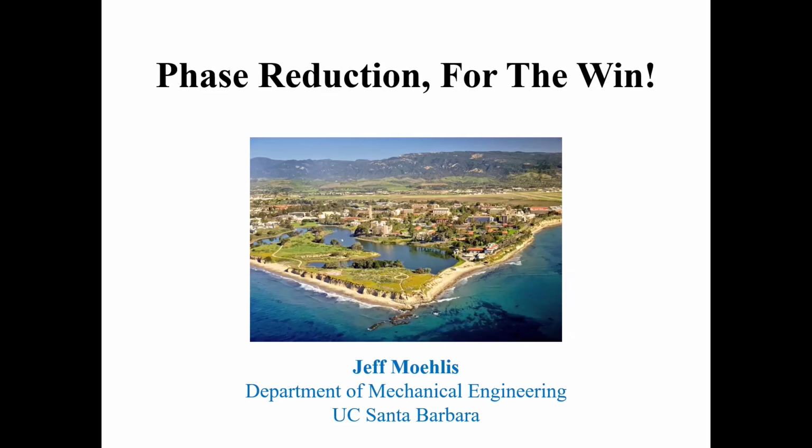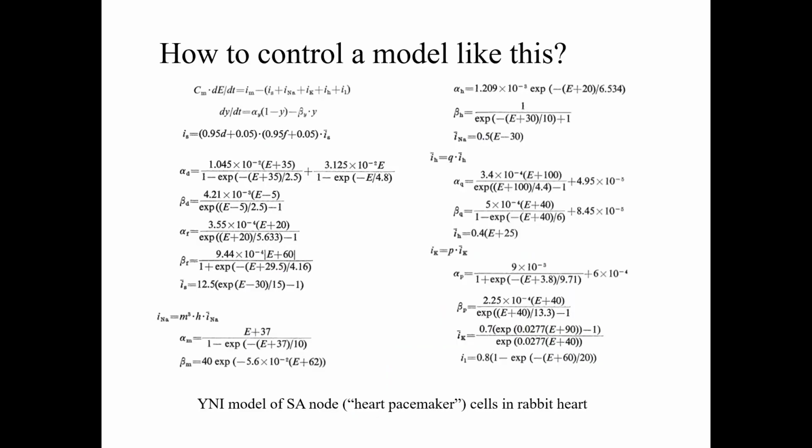So, the sorts of problems I'm interested in are things like this. Okay, this is a model for a heart pacemaker cell. And the reason we were interested in this is we were interested in controlling a cardiac arrhythmia. So trying to prevent some heart issue. Here it's for a rabbit, but similar models would apply for humans.